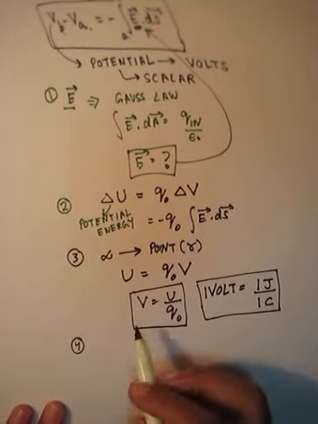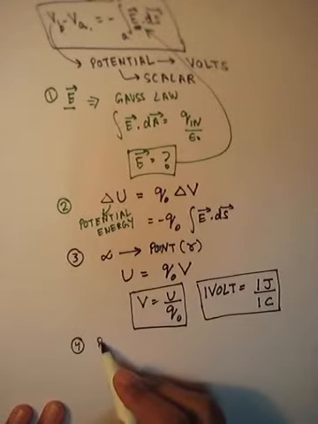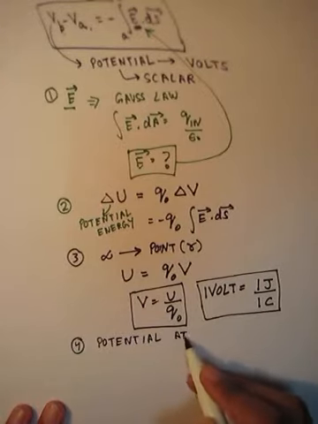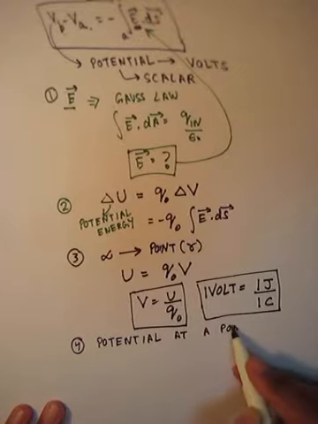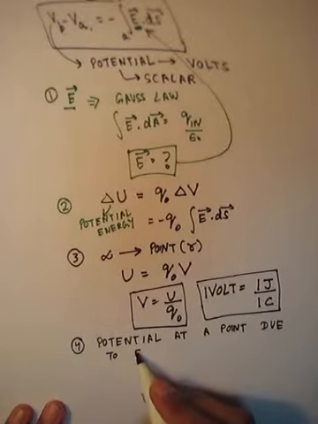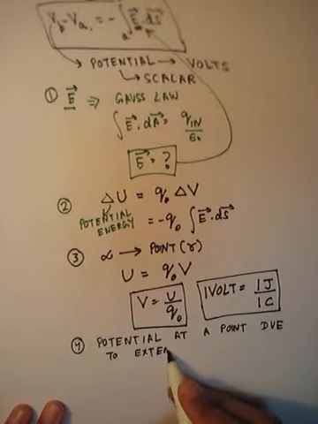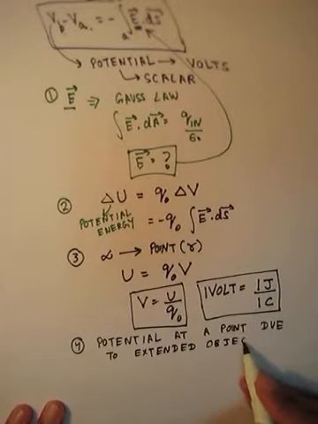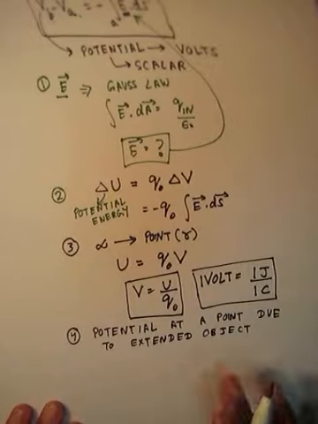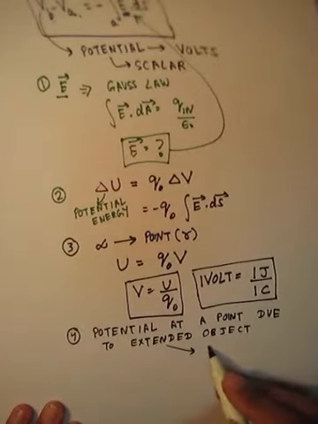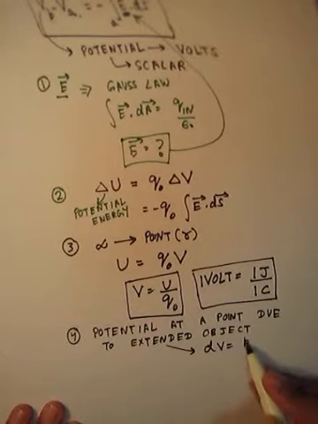So if we have to find out the potential at a point due to an extended object, and not a point charge, then it will be dV equal to Ke dQ upon R.